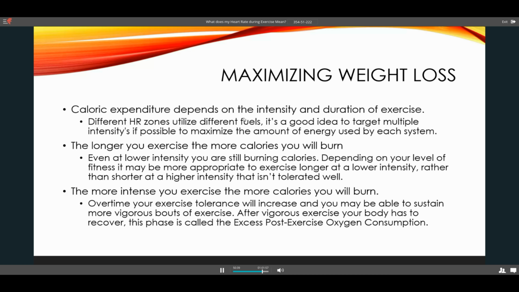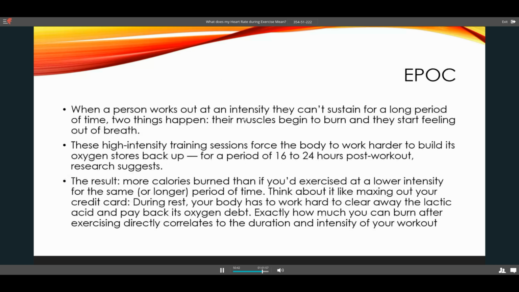The reason that this is going to be beneficial to weight loss is that when a person works out at a higher intensity that they can't sustain for a long period of time, two things are going to happen. Their muscles are going to begin to burn, and they start to feel out of breath. This is going to force your body to work at a higher level and work to build its oxygen stores back up. So after those higher intensity bouts, your body continues to work for a period of 16 to 24 hours after the workout.